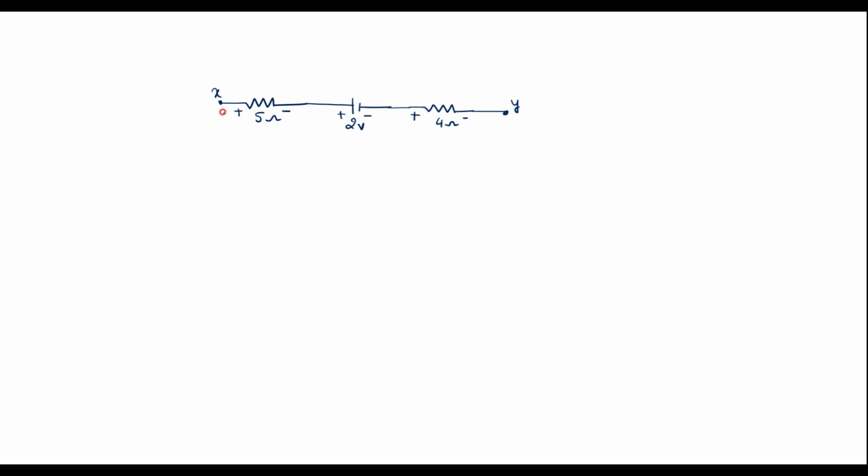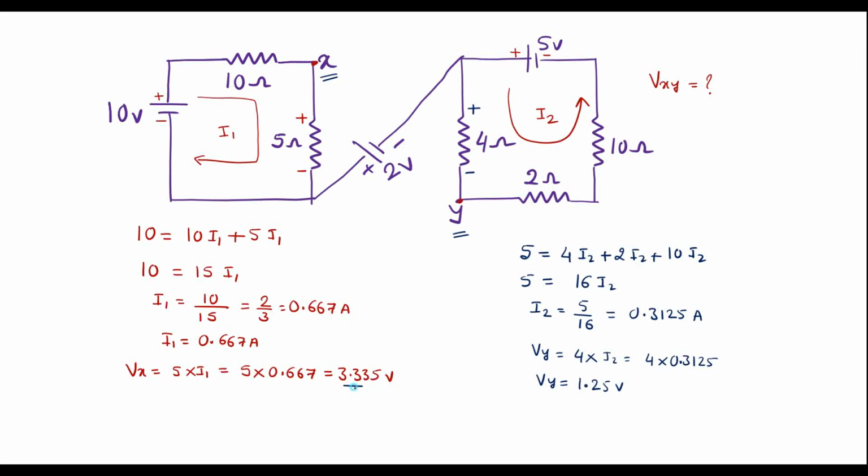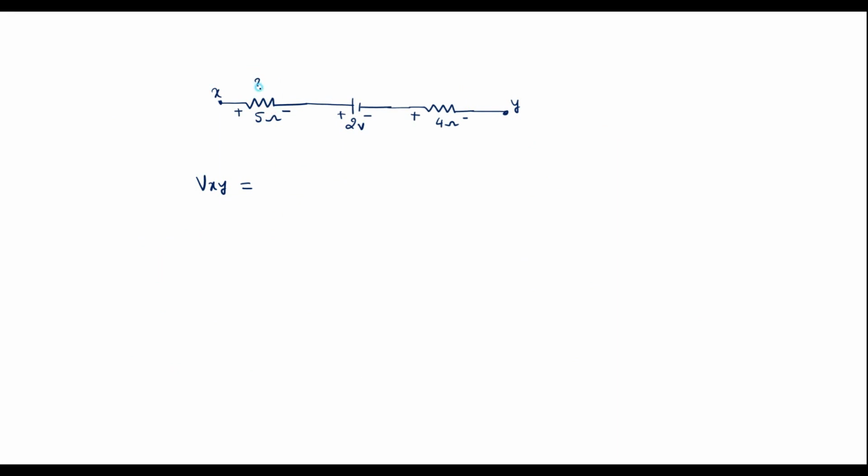Now we can see that the voltage between terminals X and Y, Vxy, is equal to the voltage across the 5 ohm resistor, that is 3.335 volts, plus 2 volts, plus the voltage across the 4 ohm resistor, which is 1.25 volts. Therefore Vxy is equal to 6.585 volts. So this is the voltage between terminals X and Y.